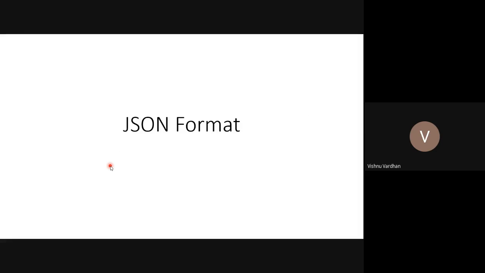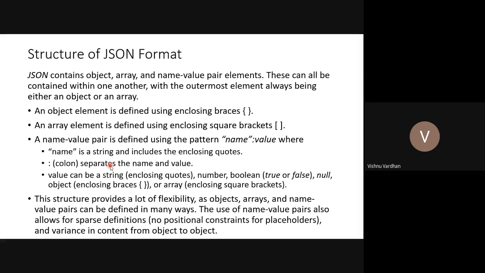Now we will slowly understand the format of JSON. Even though we have seen some data types and other examples in a slide, we are going to see them exclusively in this section. So, the structure of JSON format. JSON contains object, array, and name-value pair elements. These can all be contained within one another, with the outermost element always being either an object or an array.